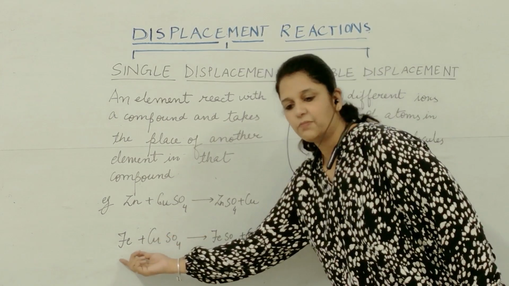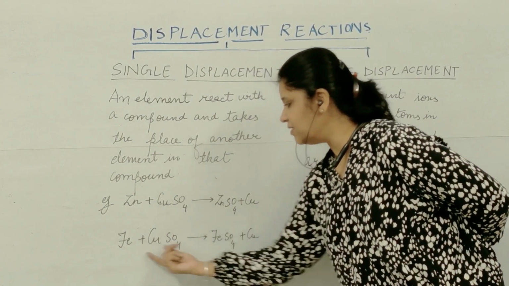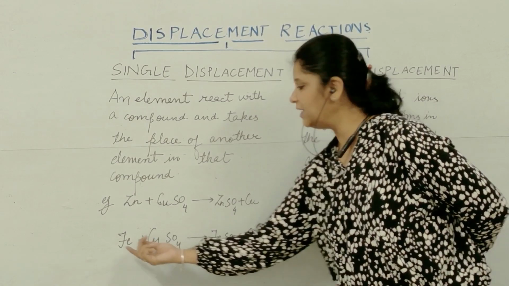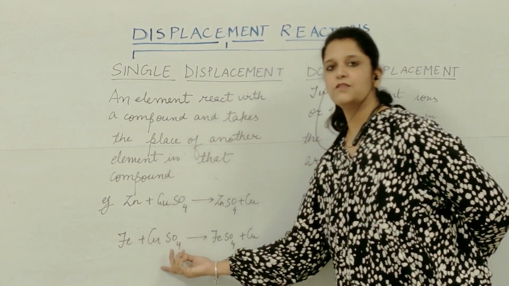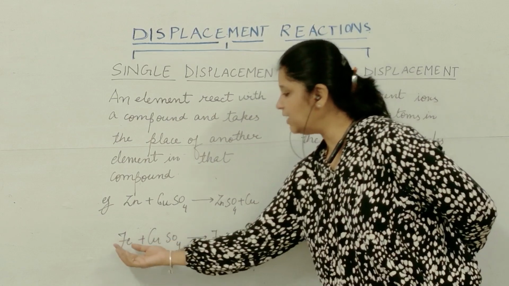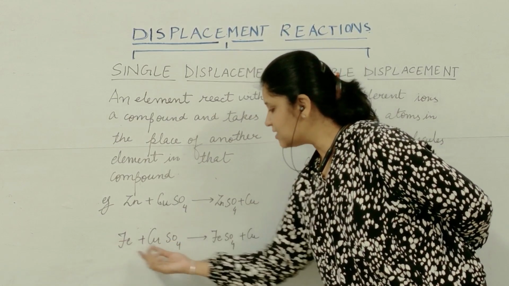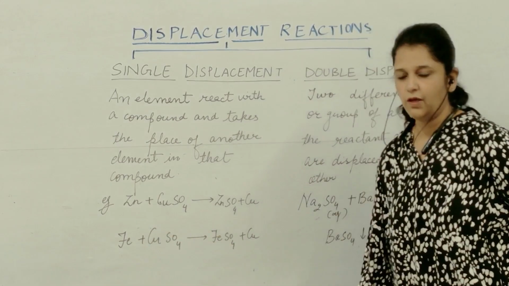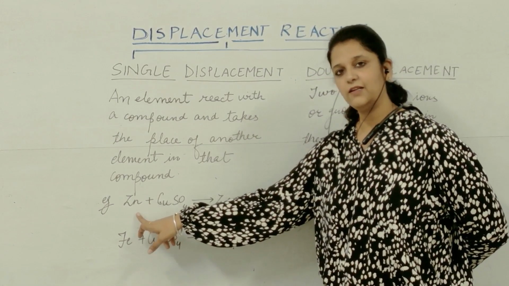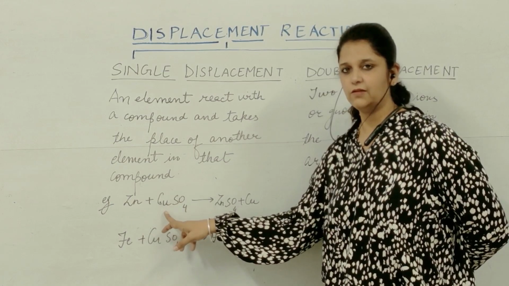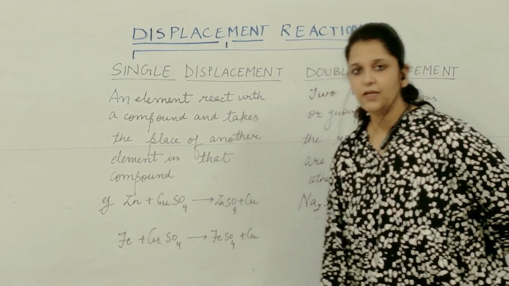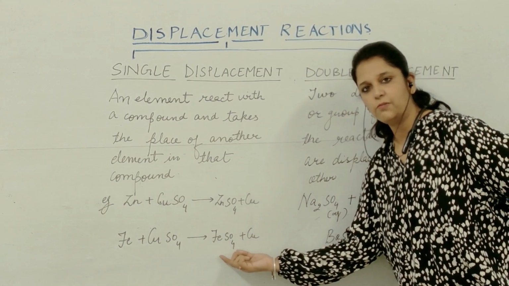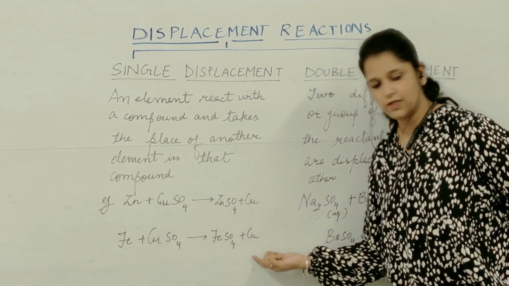In the second example, you can see that iron is reacting with copper sulfate. ये दोनों आपस में react हो रहे हैं. Iron here is an element. Copper sulfate is a compound. So when these two react, iron gets combined with SO4 as it is more reactive than copper. Only a more reactive element can displace the less reactive. Right? A less reactive element cannot displace the more reactive element. And the compound which is formed will be FeSO4 plus copper.